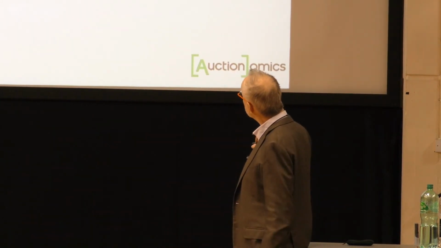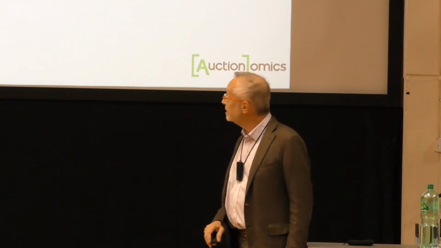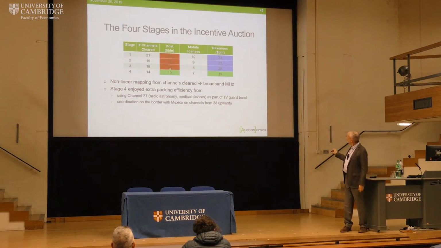So stage 1 didn't work, and we move on to stage 2. We reduced the quantity. So instead of clearing 21 channels and creating 10 mobile licenses, we create 9 mobile licenses by clearing 19 channels, and the cost falls to $55 billion. And the revenues, prices rise a little bit, but the quantity has fallen, and the revenues fall to $22 billion. In the third round, the cost fell to $40 billion for 8 mobile licenses, for 18 channels, and the revenue was $20 billion.